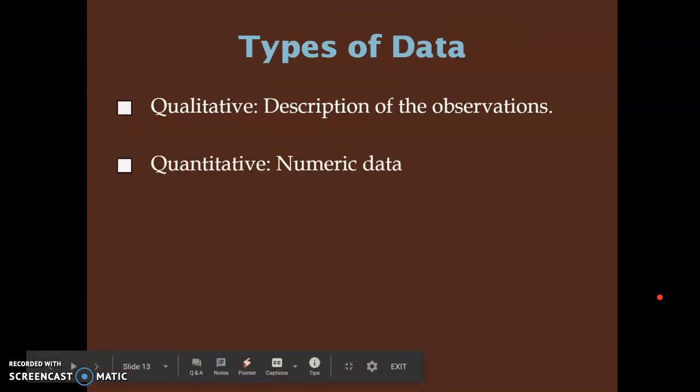All right, so there are two types of data that we're going to be using in this class. Qualitative data means that you are describing the data or maybe providing a picture or a photo, whereas quantitative data means that you are providing numeric data. So the time that it took for the sugar to dissolve in each cup, that is an example of numeric data because time is expressed in numbers.